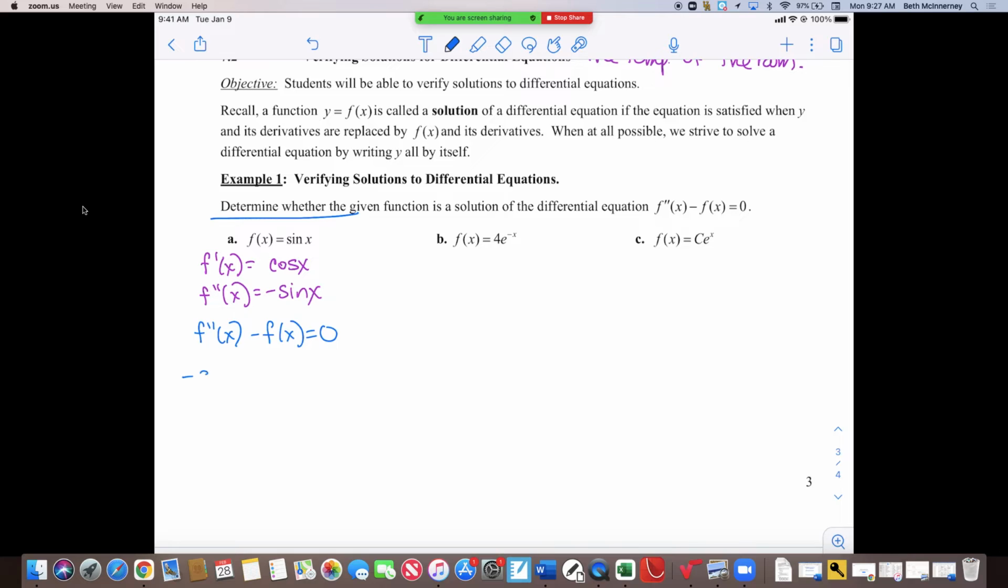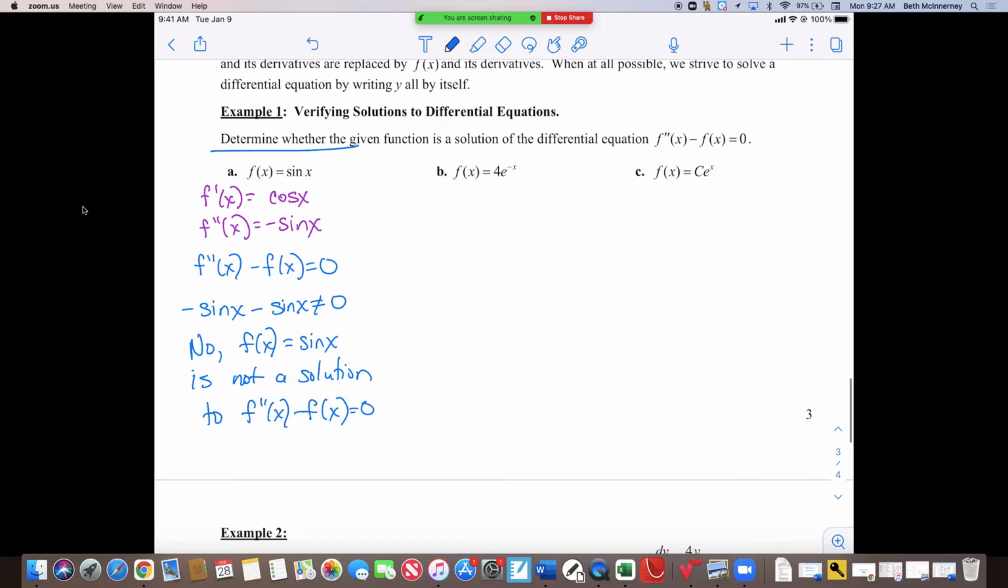So I'm going to take negative sine x minus sine x. That does not equal 0. So no, f of x equals sine x is not a solution to f double prime of x minus f of x equals 0.